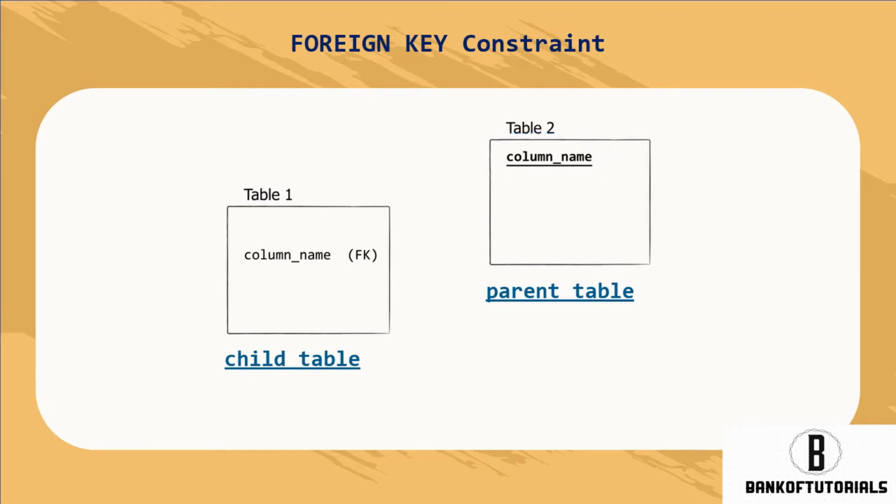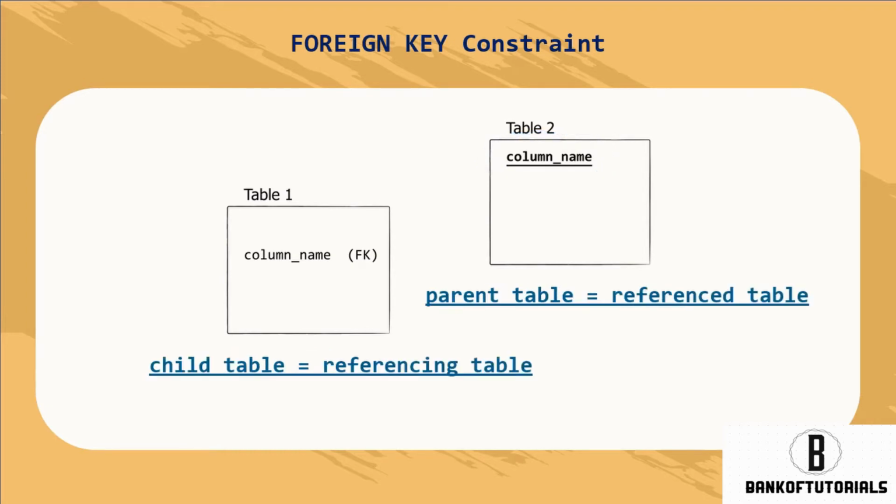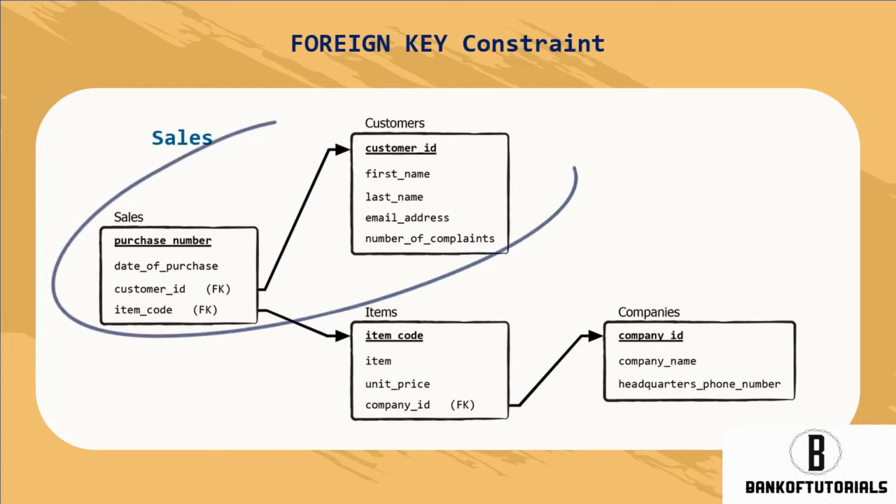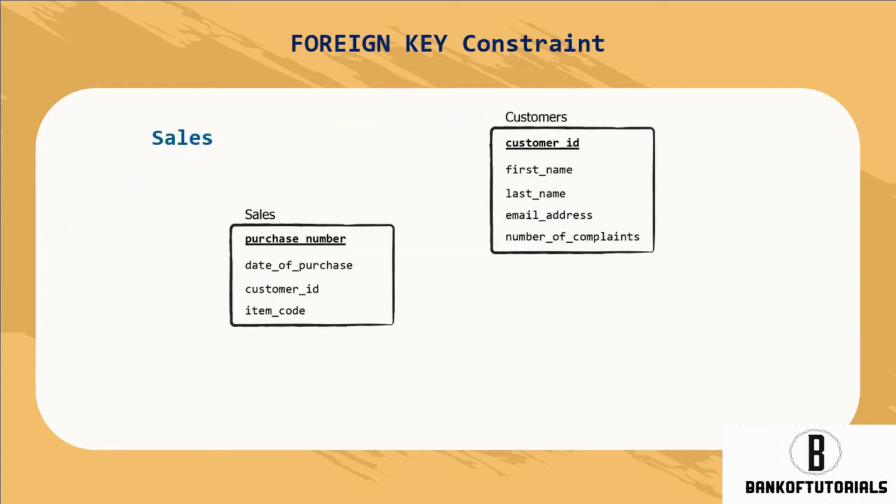The child table can also be called the referencing table, and the parent table can be called the referenced table. Good. Now, let's demonstrate how this applies to our database. Shall we connect the sales and the customers tables first? Why not? The primary key of customers is customer ID, and the related foreign key in sales bears the same name.